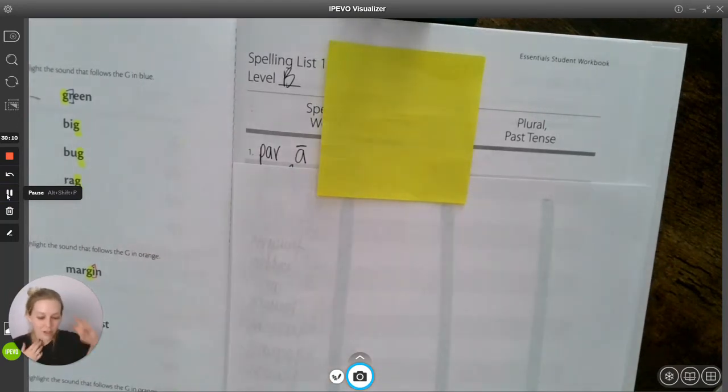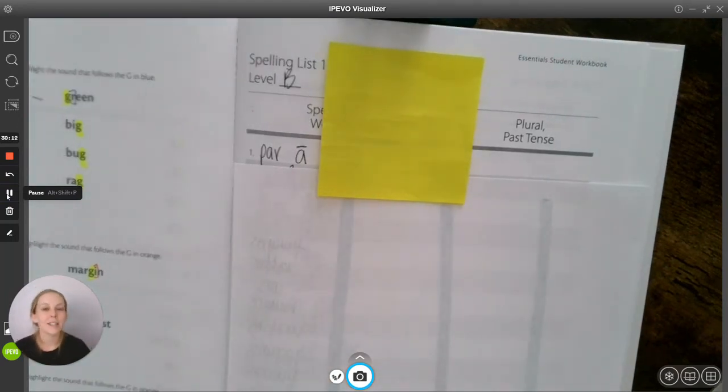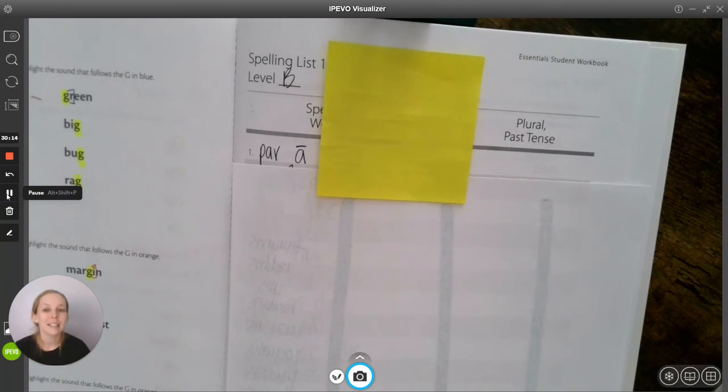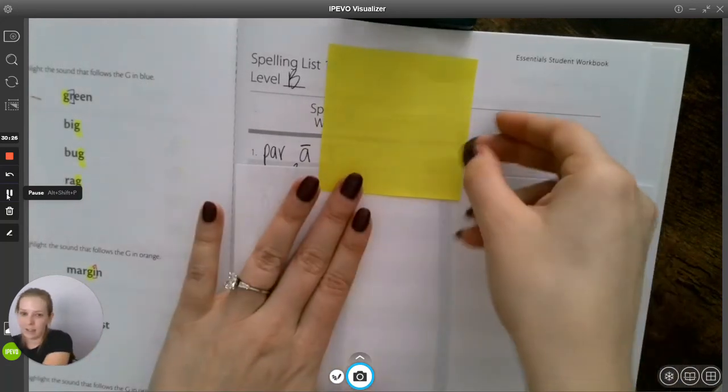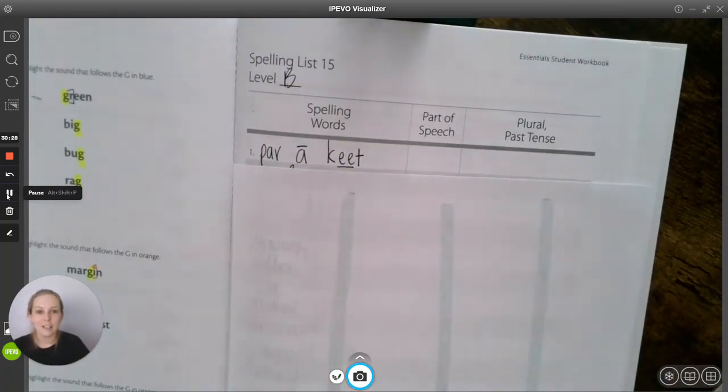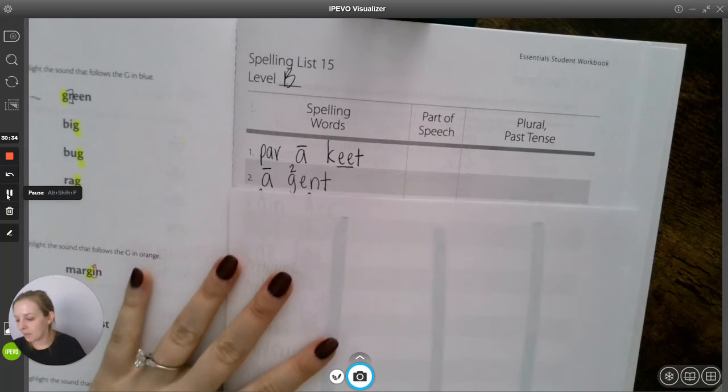And our third syllable is keet. Sound it out. K-E-T. Finger spell. Use tall K. Use E, double E. T. Good. And underline that phonogram. Awesome. Number 2.